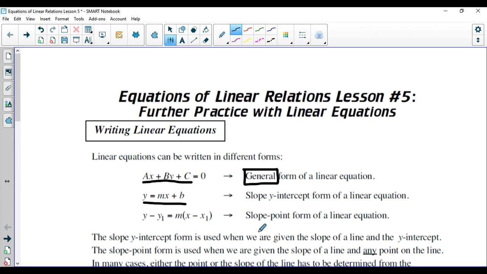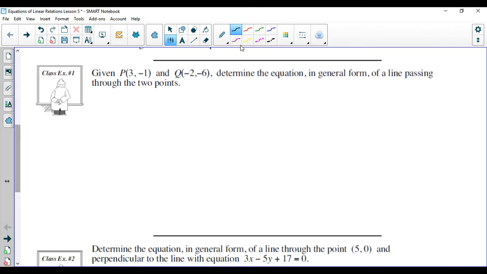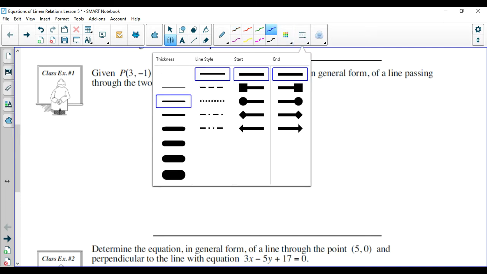And then the other equation, which is the one that we introduced in the previous day's class, is the slope-point form. That equation is useful when you know the slope of a line and you know a single point that's on it. Okay, so let's go through a variety of examples where we can see how we can use these different equations.